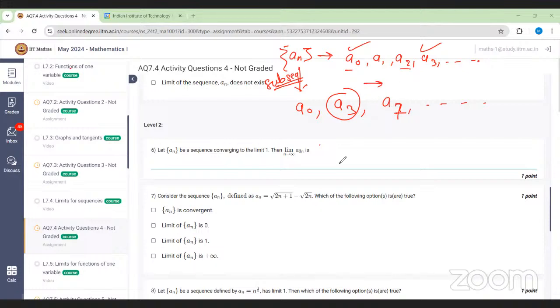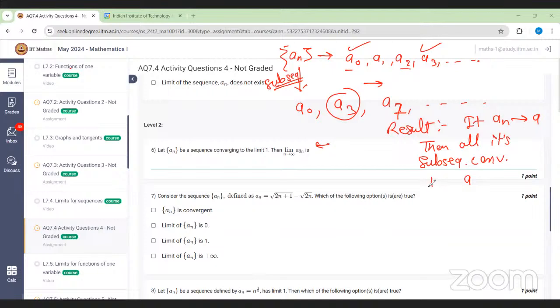So that's the subsequence. Here we have a sequence and there is one result. The result says that if an converges to a limit A, then all its subsequences converge to A. So that means if an converges to A, then all its subsequences will converge to A.